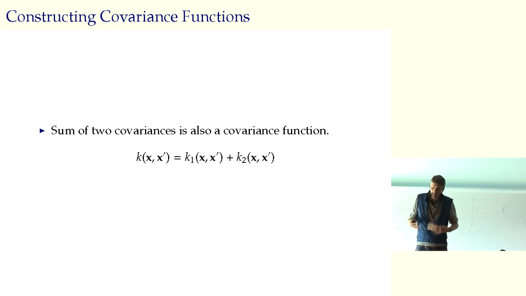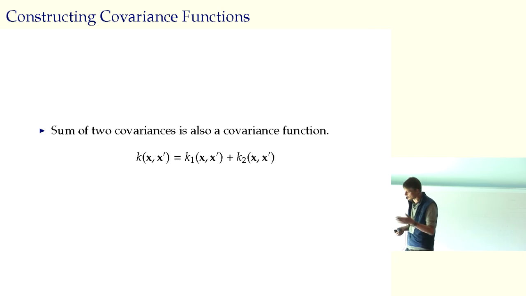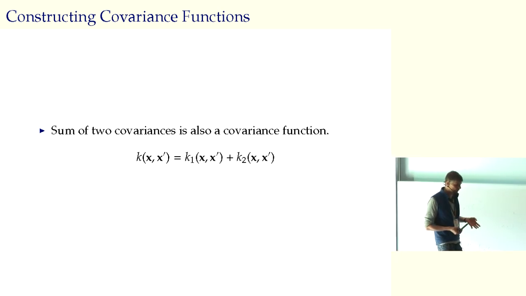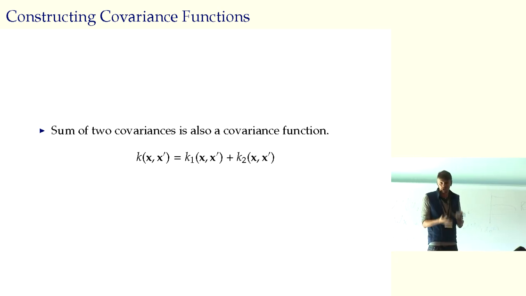People have looked at this, mostly in the kernel methods literature, at what happens if you put in two graph structures, or two strings. So x doesn't need to be a continuous real-valued vector.